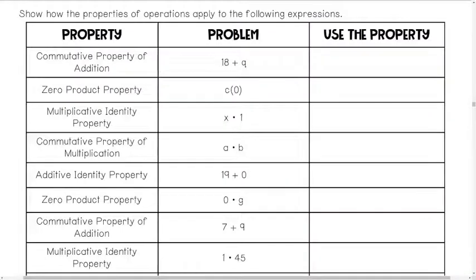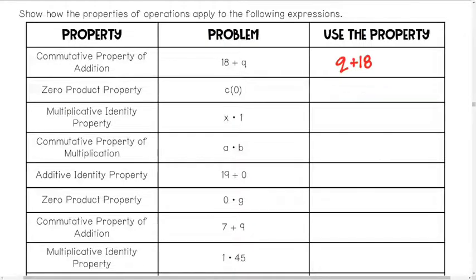Okay, so with these examples, we have several pieces that we can go through. The very first one is we're going to show how these properties and operations apply with these expressions. So if I'm going to use the commutative property of addition, I'm going to take this one, and to use the commutative property, I'm going to commute. That means I'm going to go in the opposite order. So I do that, and this is going to be q plus 18 when I use the property. Notice how it was 18 plus q, now it's q plus 18.